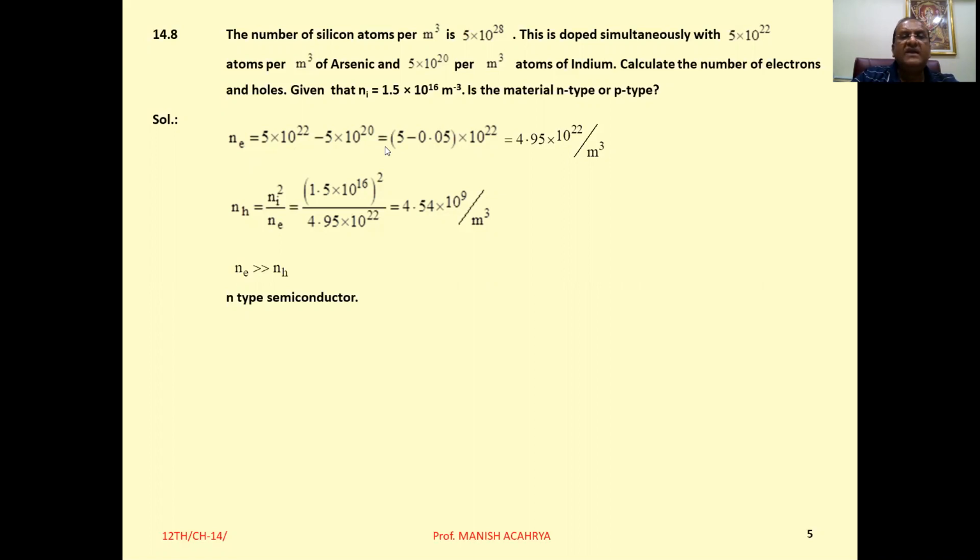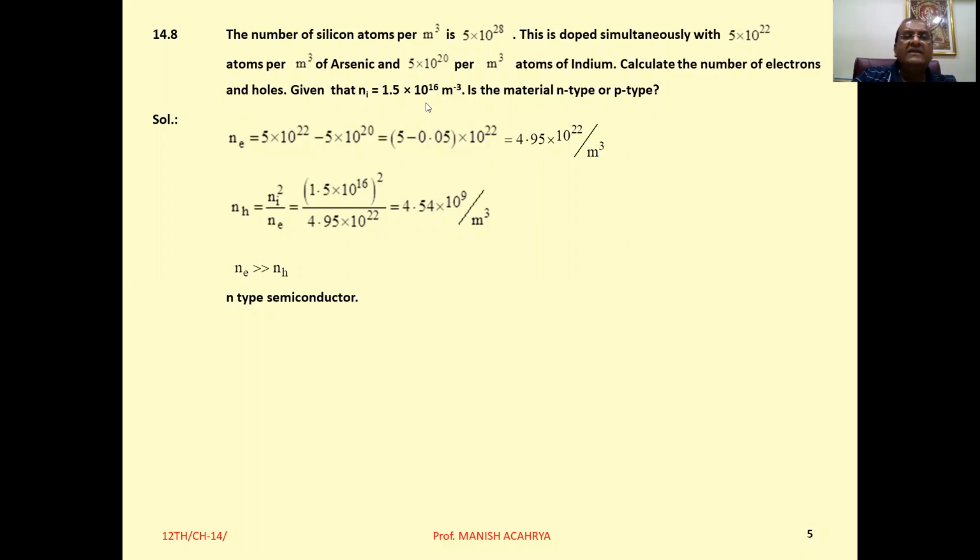So resultantly we can write this 5 as 0.05 into 10 raised to 22. So we can take 10 raised to 22 common into bracket 5 minus 0.05. So number density of electrons, that is 4.95 into 10 raised to 22 per meter cube.